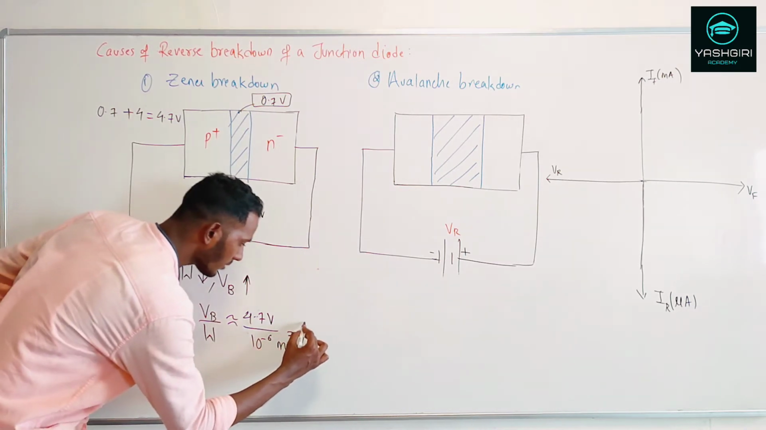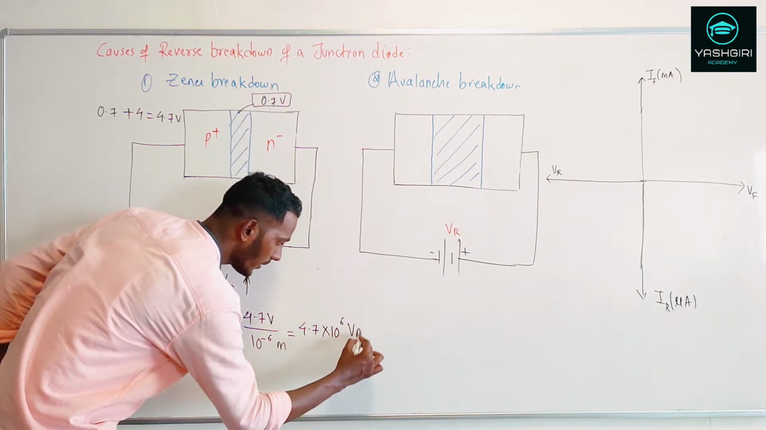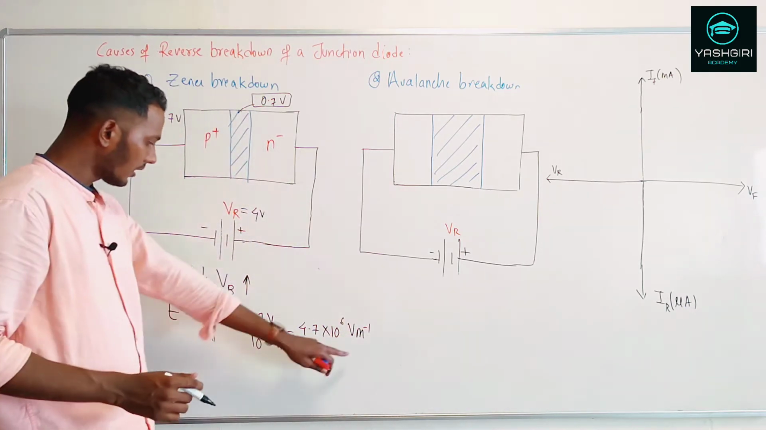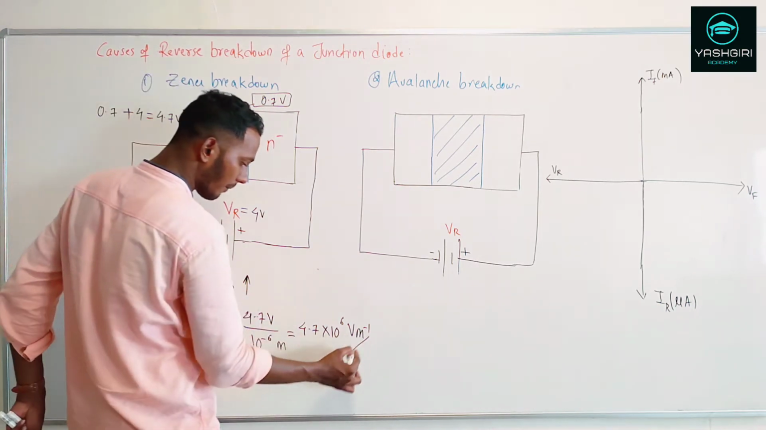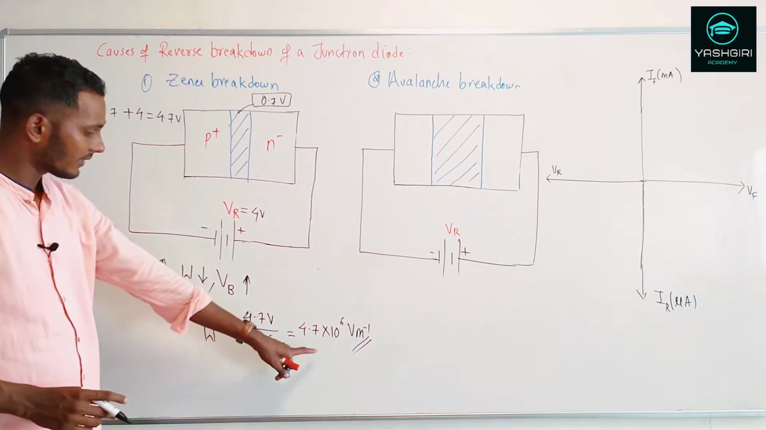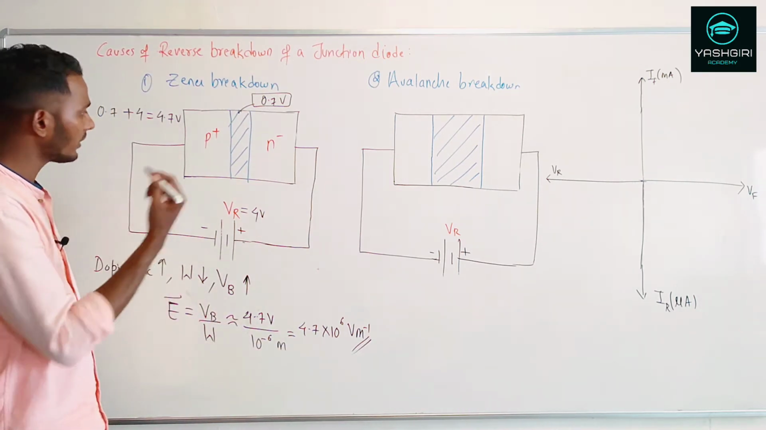So that will give me an answer of some 4.7 × 10^6 volts per meter. All right. Now this is a very big field, you can say a very high barrier field. Now this barrier field is going to strip out the electrons.